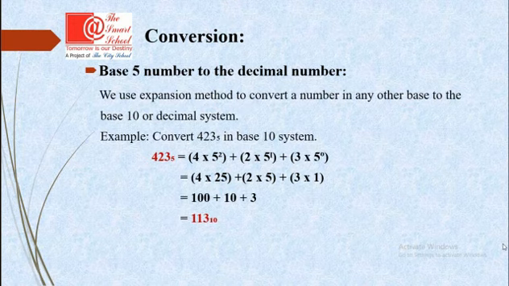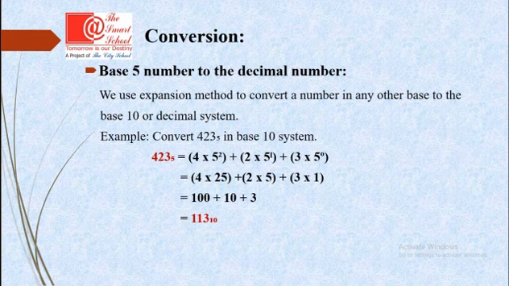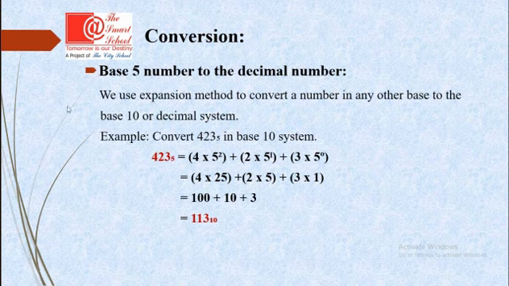Now convert base 5 number to base 10 number, or in decimal system. We use expansion method to convert a number in any other base to the base 10 or decimal system. As we learned earlier, only the place values will be different here in case of base 5 numbers. Example, convert 423 base 5 in base 10 system.